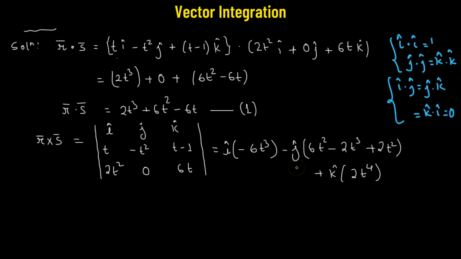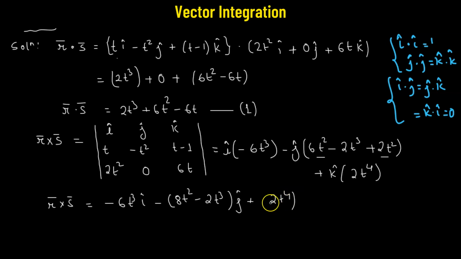So let's arrange this. This is going to give us r vector crossed with vector s. So this will give us negative 6t cubed i cap. Then 6t squared and 2t squared will become positive, so let's take it as negative times 8t squared minus 2t cubed j cap, plus 2t raised to the power of 4 k cap. So we have obtained the dot product between vector r and s and the cross product between r and s. What we'll do, we'll integrate each of them, each of 1 and 2, with respect to t, with the limits going from 0 to 2.